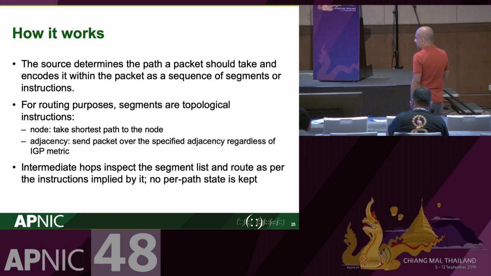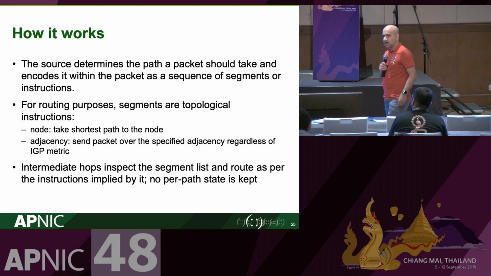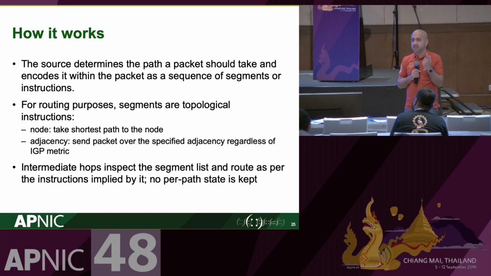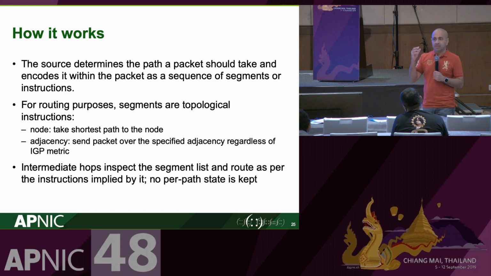Two types that we'll look at as part of this tutorial are node segments. A node segment is a label that identifies a node. And then there's an adjacency segment, which is a segment that identifies a link, right? And those are the things that we typically need in a network, right? IP networks are made of routers and links. So with the combination of these two things, we can actually construct some pretty complicated paths in an IP network.